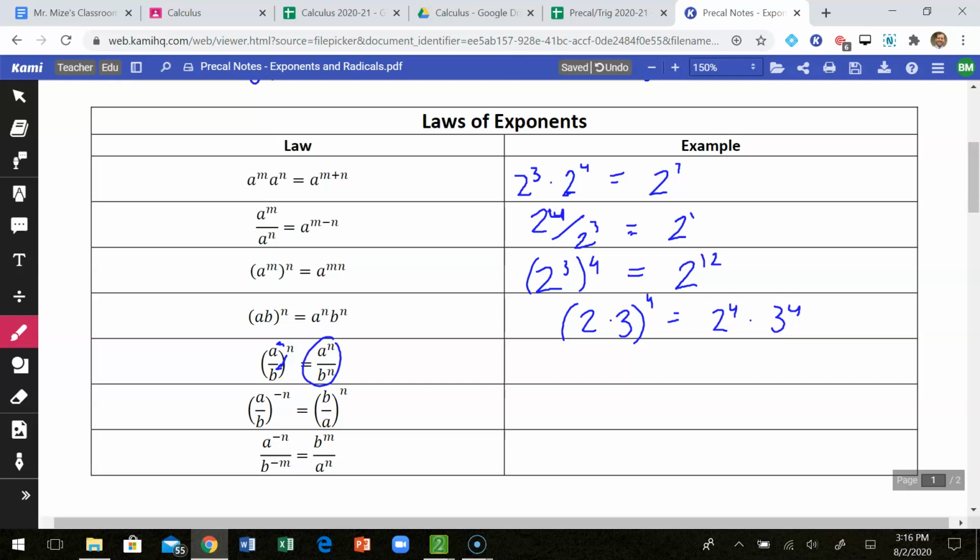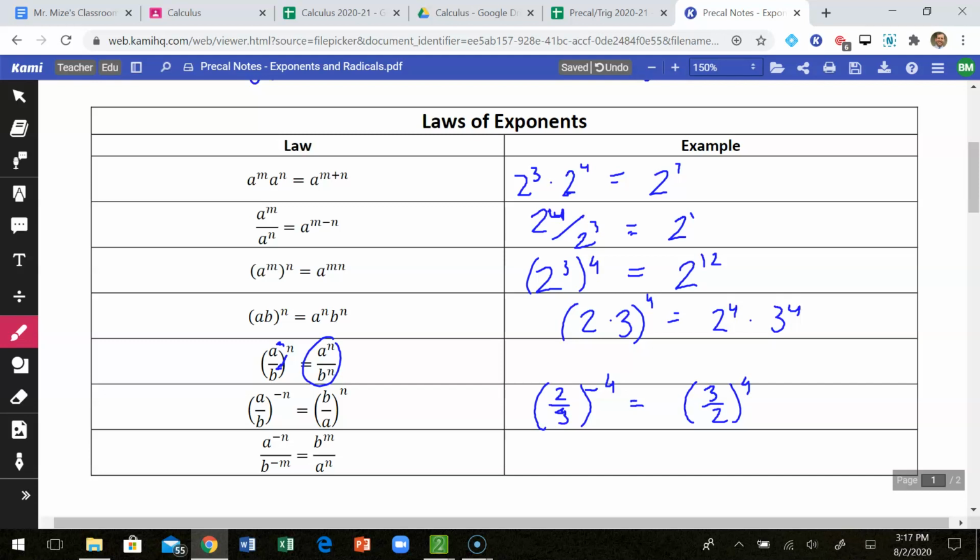This next one's kind of important. If I have a negative exponent on a quotient, so if I did 2 over 3, and I took that to the negative 4th power, that's the same as just flip the inside here, 3 over 2, and now I can make that a positive 4th power. Okay, so if you have a negative exponent, just simply flip the fraction on the inside and make your exponent positive.